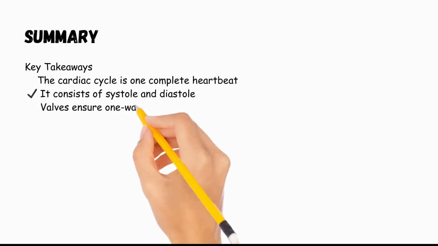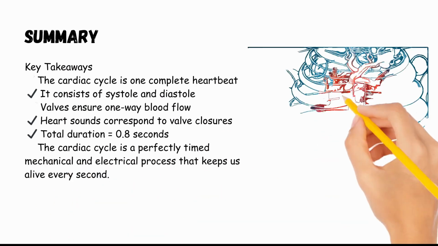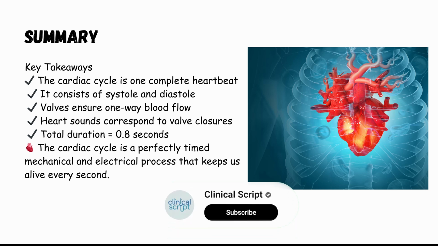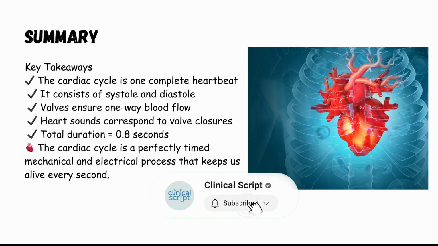Let us summarize. The cardiac cycle is one complete heartbeat lasting 0.8 seconds. It includes atrial systole, ventricular systole, diastole. Heart sounds occur due to valve closure. Pressure changes control valve movement. The cardiac cycle ensures continuous circulation of blood throughout the body. Without this perfectly timed process, life would not be possible.